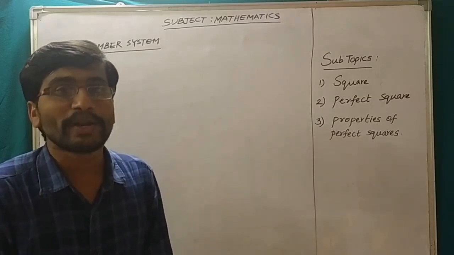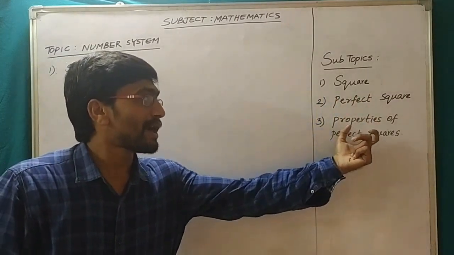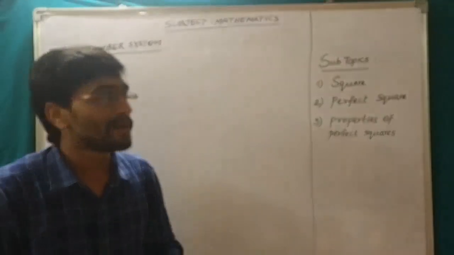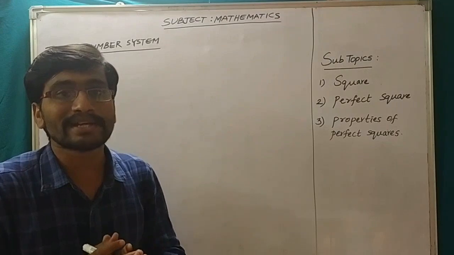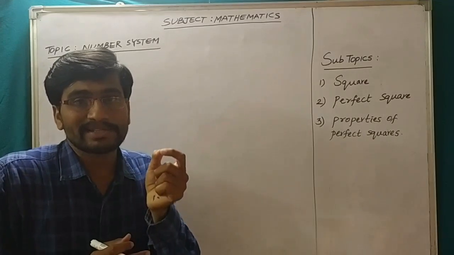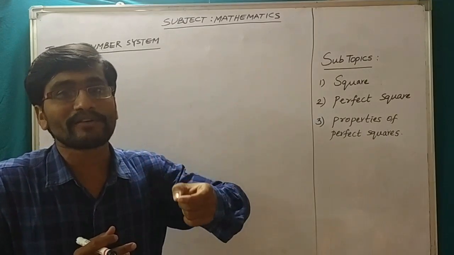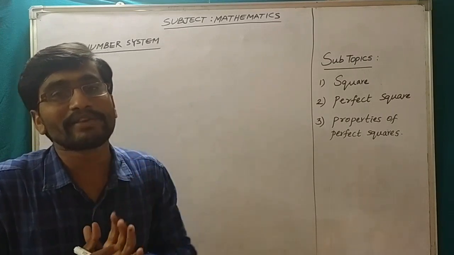Good morning children. Today we are going to learn the concepts square, perfect square and properties of perfect squares under the topic number system. First, let us know the definition of a square, which means the square of a number is the product of a number with itself.